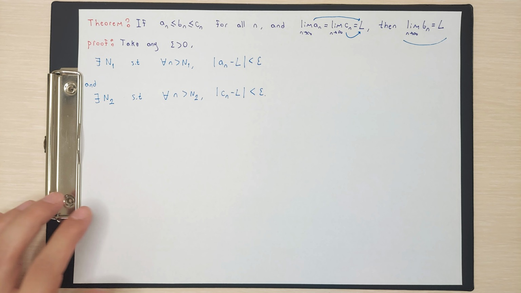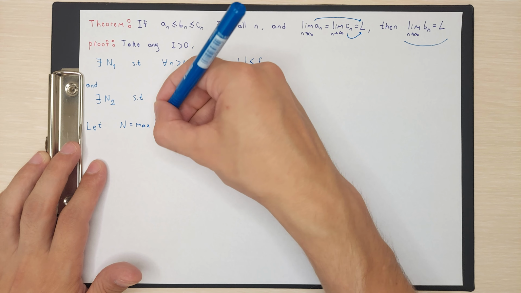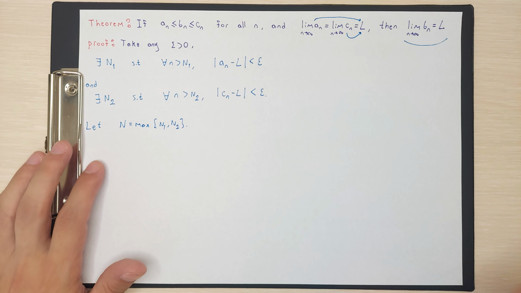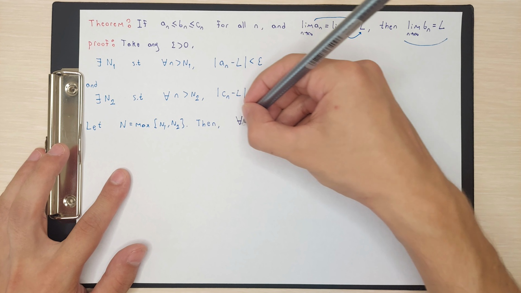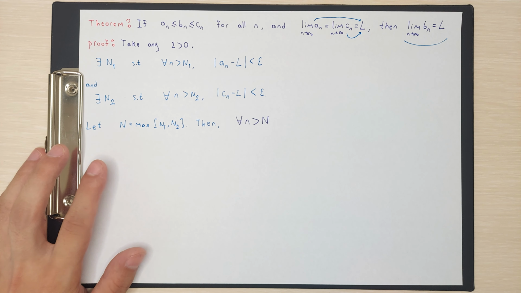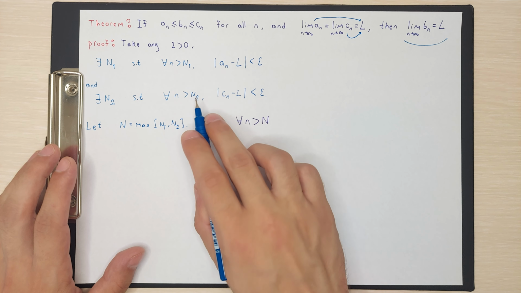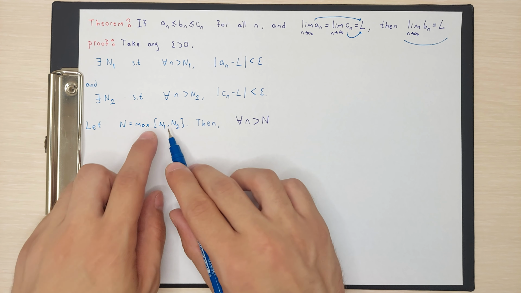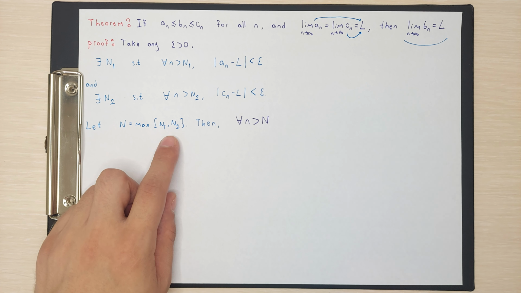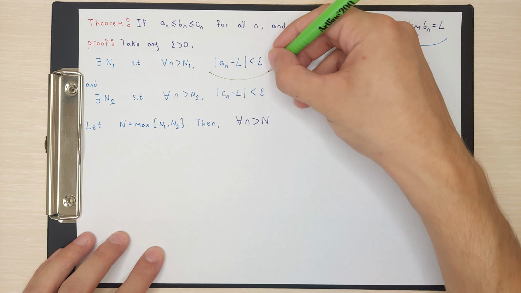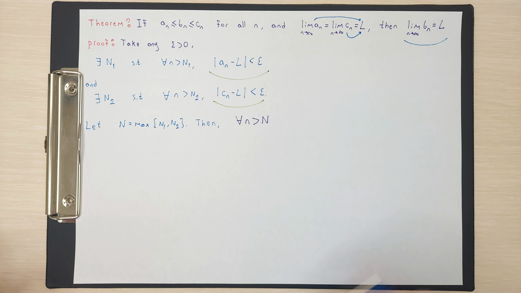I'm going to say that let N be the maximum value of n1 and n2. Why? Because when I say that for all values of n which is greater than N, it satisfies that n is greater than n1 and n2 as well, because N is the maximum of n1 and n2. So when I say that for all n greater than N, I still have this inequality and this inequality at the same time. So I'm going to use these inequalities.